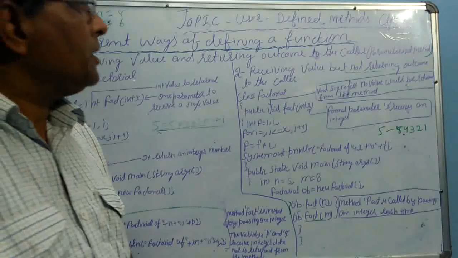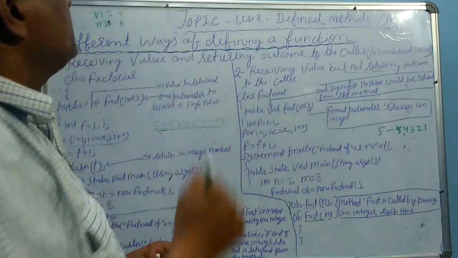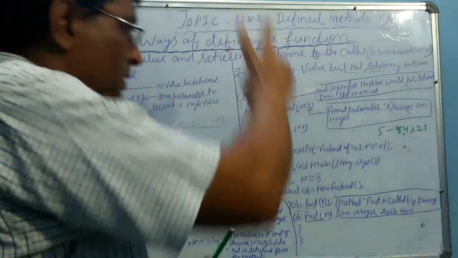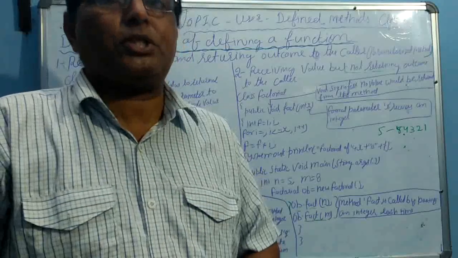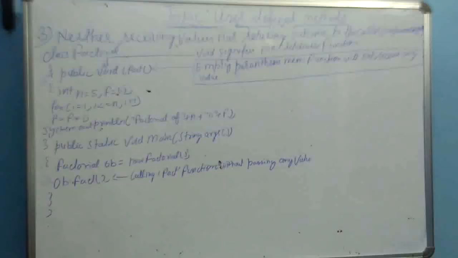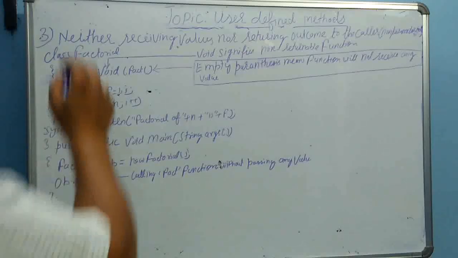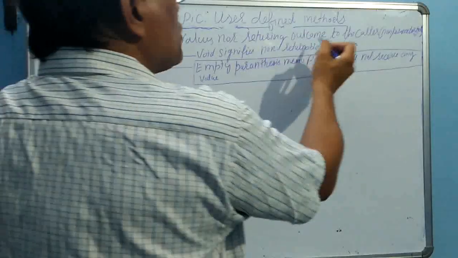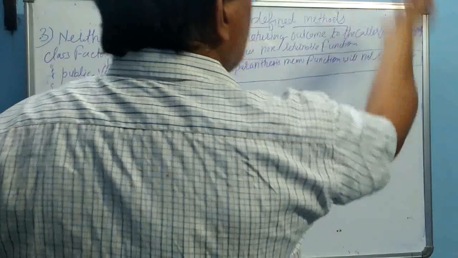Okay, now the third way of defining a function. I think in two ways you understand well, and you will read from your book also, then you can clear everything. And now we will explain the third way. Yes students, the third way is neither receiving values nor returning an outcome to the caller, meaning non-parameterized.